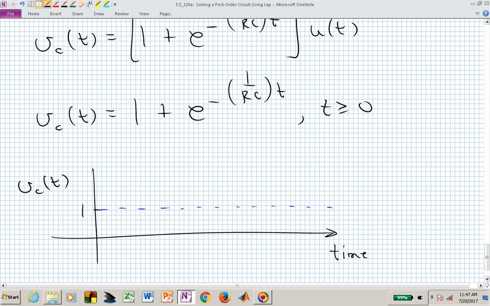And so we actually will eventually end up approaching 1. At time t equals 0, where do we start? Well, the 1 is going to add on to whatever e to the minus 1 over RC t is, and at t equals 0, that's e to the 0 or 1. So we're actually starting up here at 1 plus 1 or 2, and then we want to eventually end up out here. And how do we end up there? Well, we exponentially decay down to there.